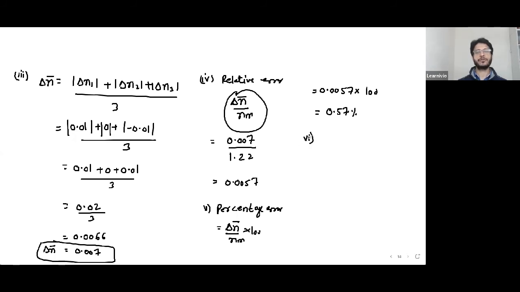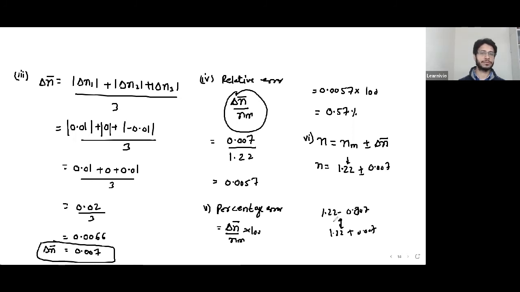Sixth, after percentage error, you need answer with error limit. So answer with error limit means its mean value plus minus mean absolute error. So this is mean value, which is 1.22, plus minus mean absolute error, which is 0.007. So this basically means this is the value that you have measured, and this value can have this much of error, 0.007 plus or 0.007 minus. Means it can have this much of error, 1.22 minus 0.007 to 1.22 plus 0.007. So your actual value will lie in between these two limits.